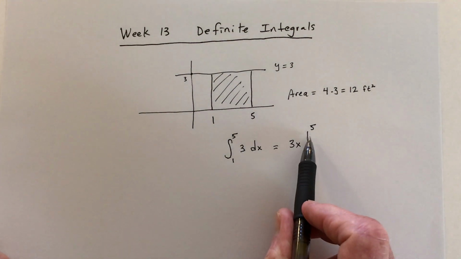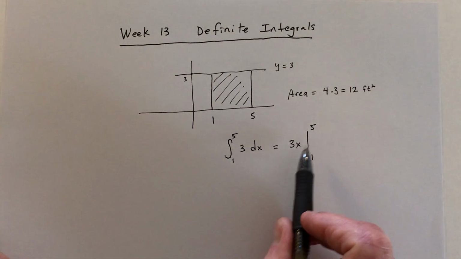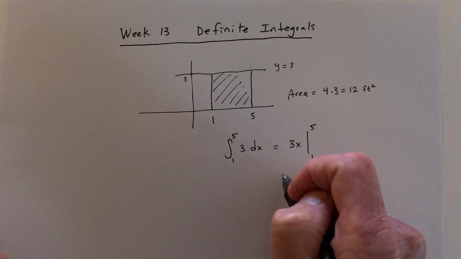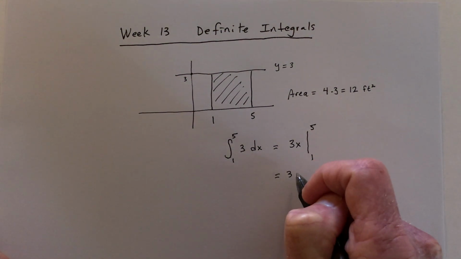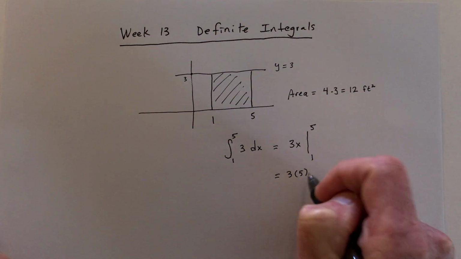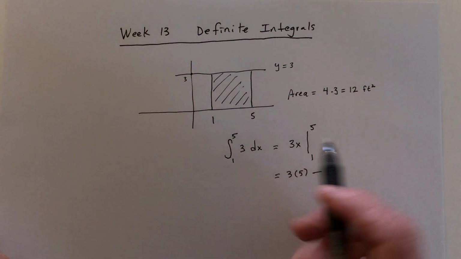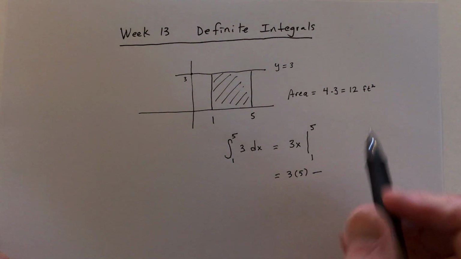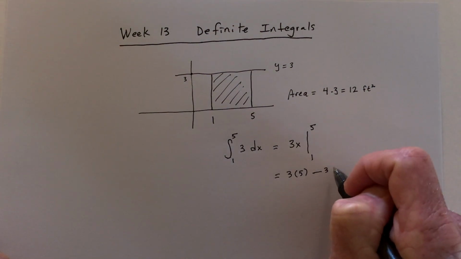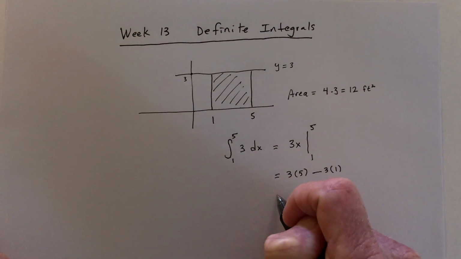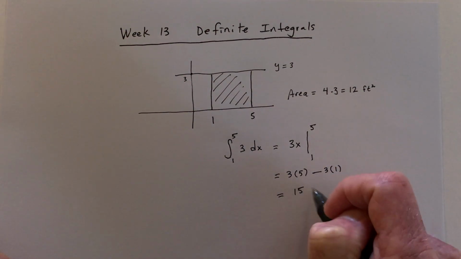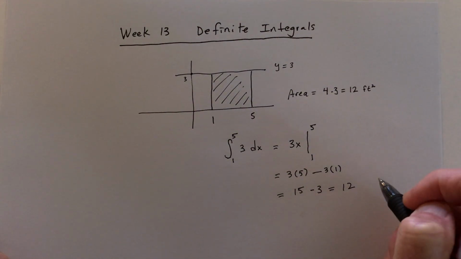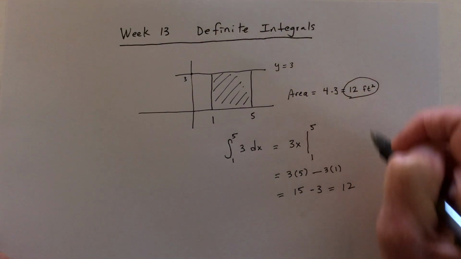And now I just need to plug in the numbers 1 and 5 for x right here. And it starts with the top number. So it's going to be 3 times 5. And then you subtract, just like in here I subtracted 5 minus 1 to get this 4. 3 times 1. So that's going to be 15 minus 3, and 15 minus 3 equals 12. We'll get the same answer.